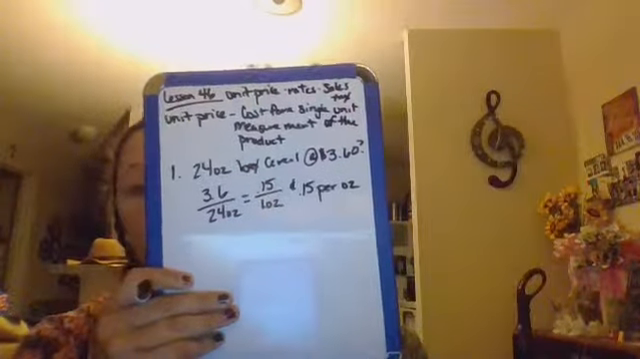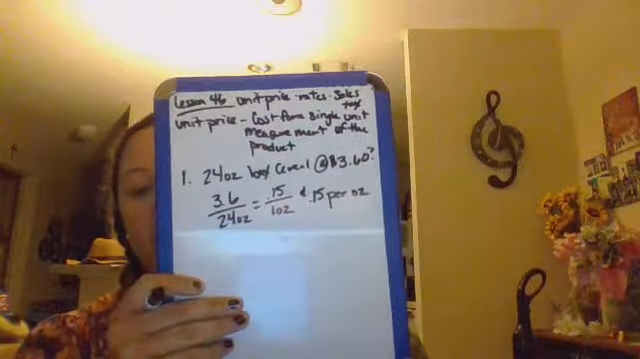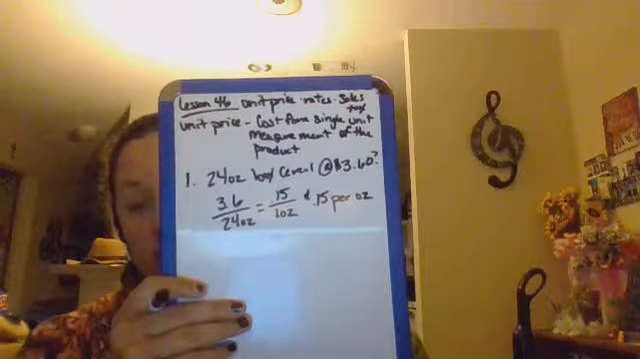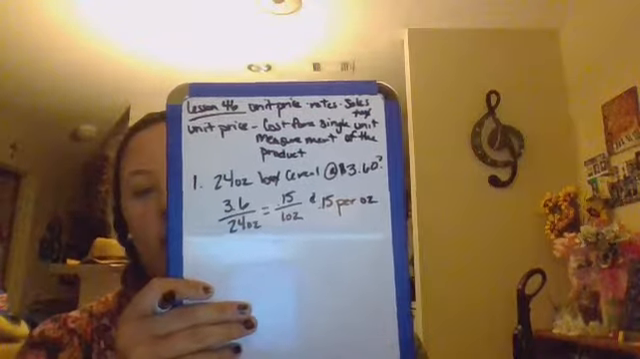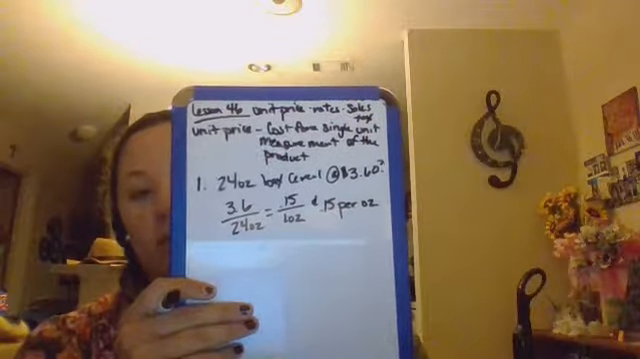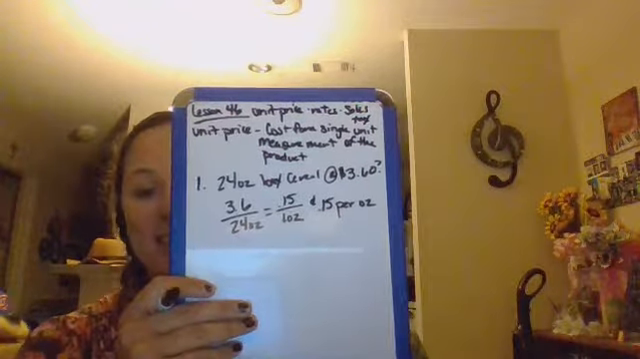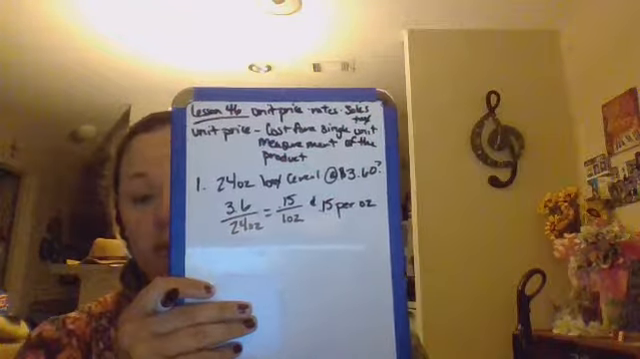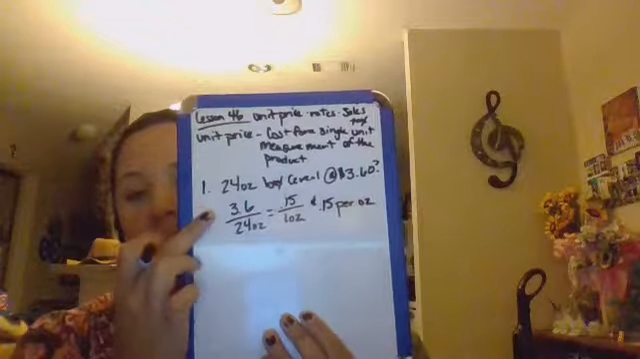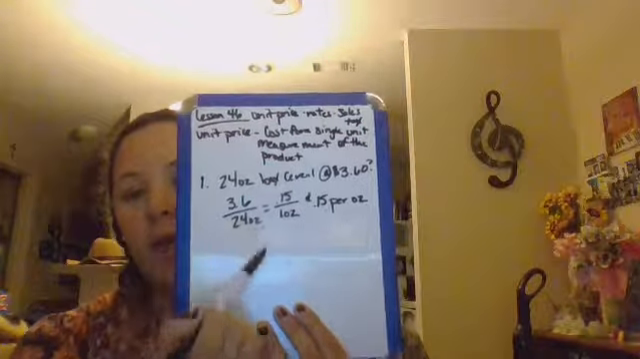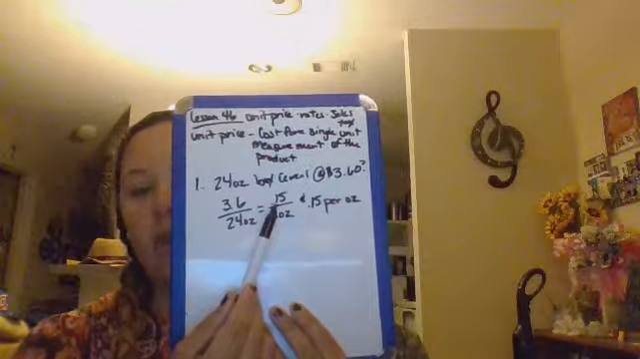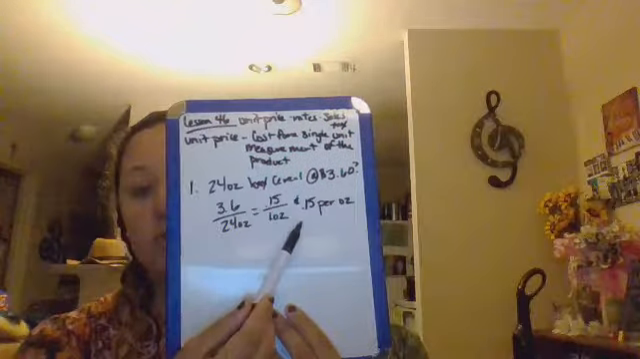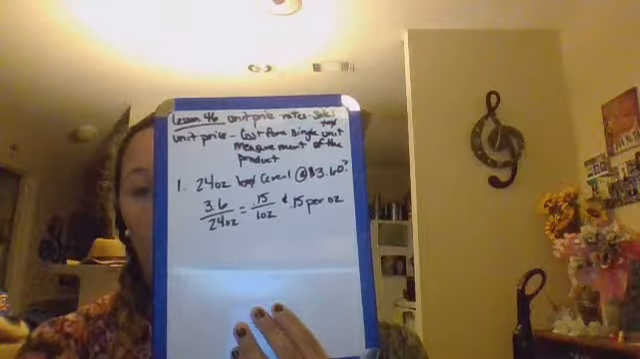So basically, they wanted to know how much the cereal was per ounce. They told us that there's a 24-ounce box of cereal. For the 24 ounces is $3.60. So how much is it per ounce? We divided the $3.60 by the 24, and we got 0.15 for 1 ounce, which is 15 cents per ounce.